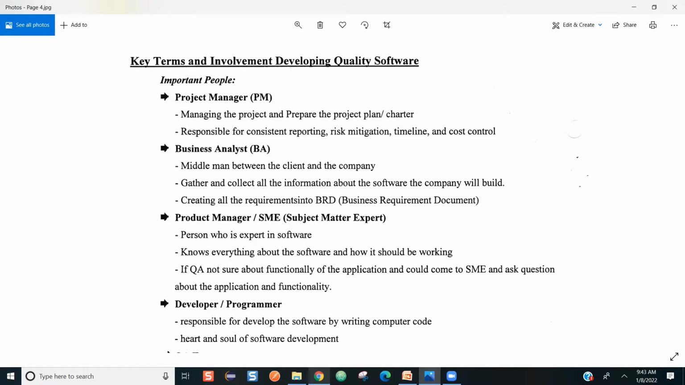So you know, the project manager is responsible for consistent reporting. I mean, if Mukhtar Hussain has some questions, he may ask the project manager. And there is a timeline. So if there is a timeline, then there is a chance of risk. If you fail the timeline, for example, I need this in 2 months, but it is taking more than 6 months, so there is a risk actually. He cannot run his business without software.